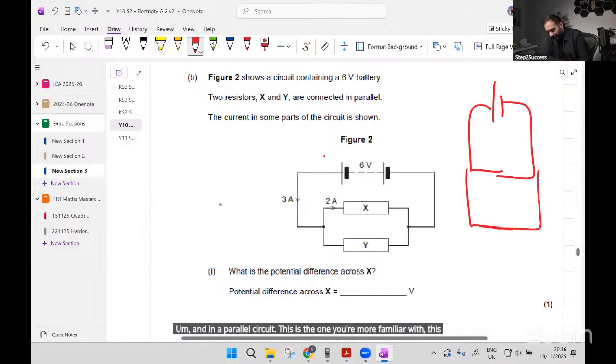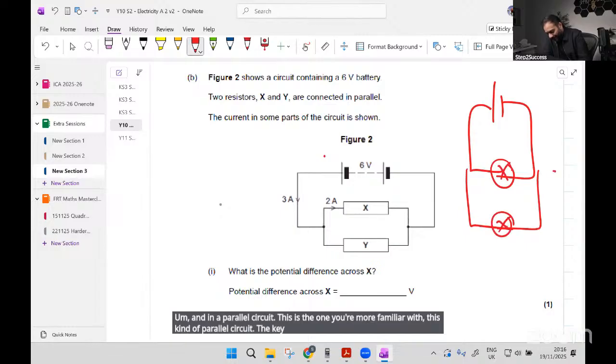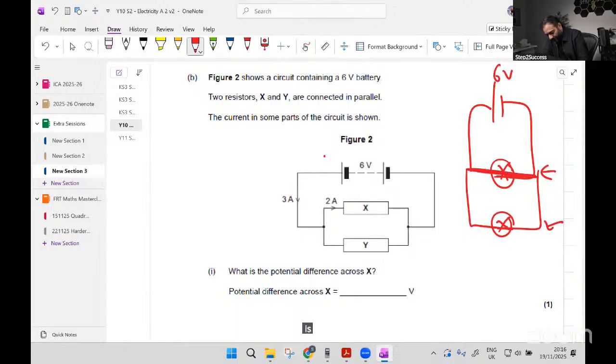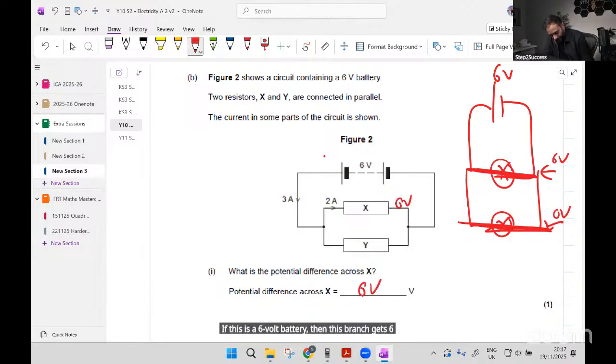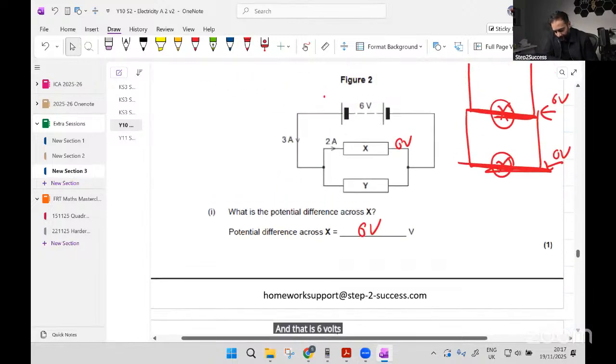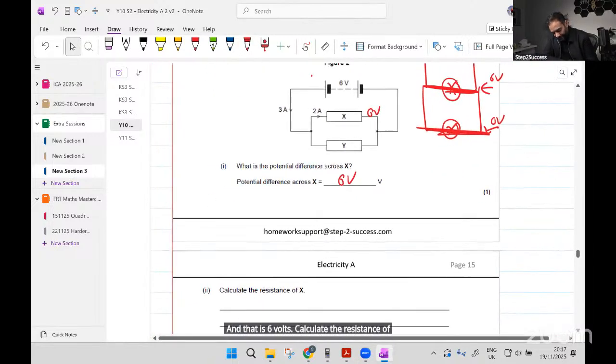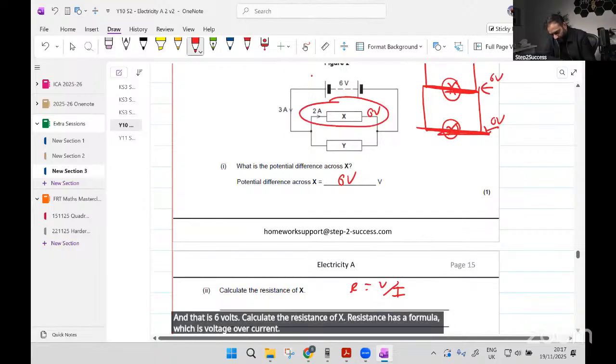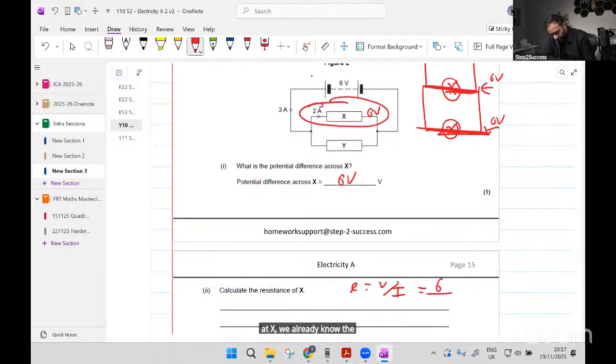In a parallel circuit, this is the one you're more familiar with, the key rule is that the voltage from the battery is the same on every branch. So this branch gets 6 volts, that gets 6 volts. If this is a 6-volt battery, then this branch gets 6 volts, and that is 6 volts. Calculate the resistance of X. Resistance has a formula, which is voltage over current. At X, we already know the voltage is 6. We know the current is 2. 6 divided by 2 is 3.